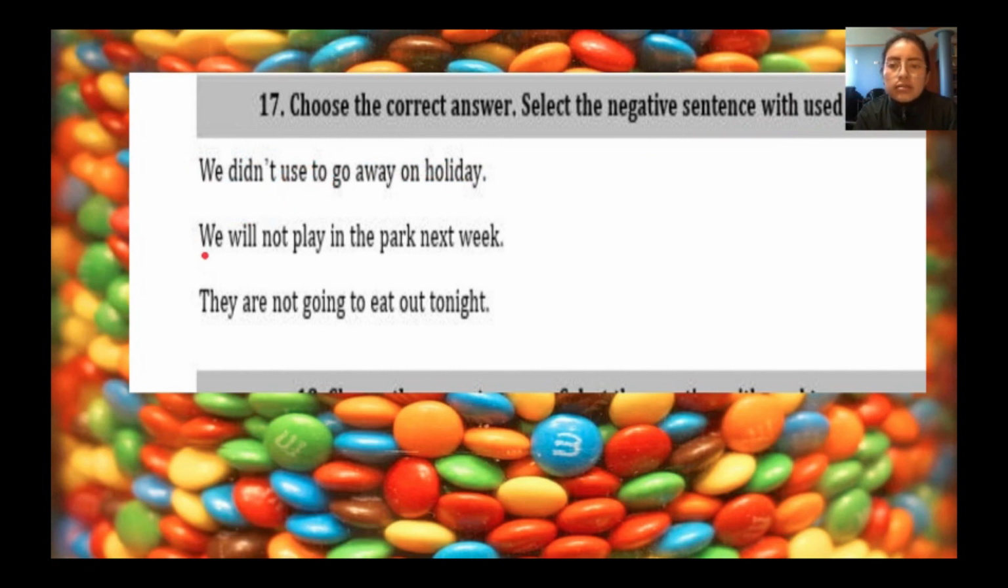The second sentence is not using used to. And the third, the same. En la segunda y tercera no está usando el used to como pide la instrucción. Por lo tanto, la primera es la respuesta correcta. We didn't in negative. You have to use didn't, el auxiliar of the past, did. In negative, didn't. Used to go away on holiday. Okay, copy on your notebook.